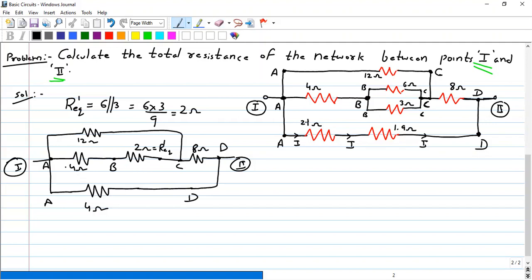Now you can see, between the points A to C, what is happening? This 4 ohms and 2 ohms, are they in series or parallel? They are in series. How? Again, you consider a current I.